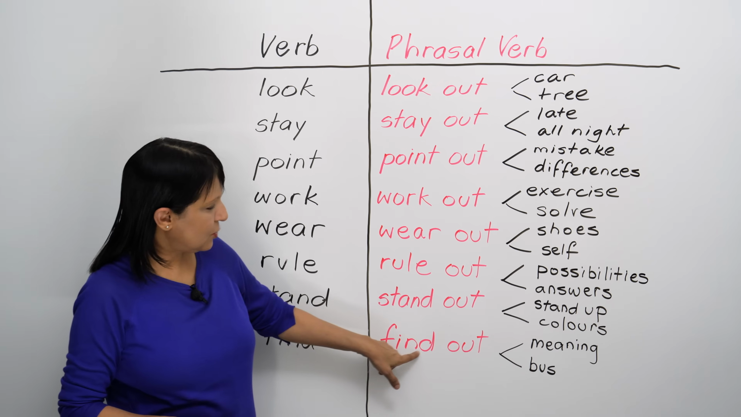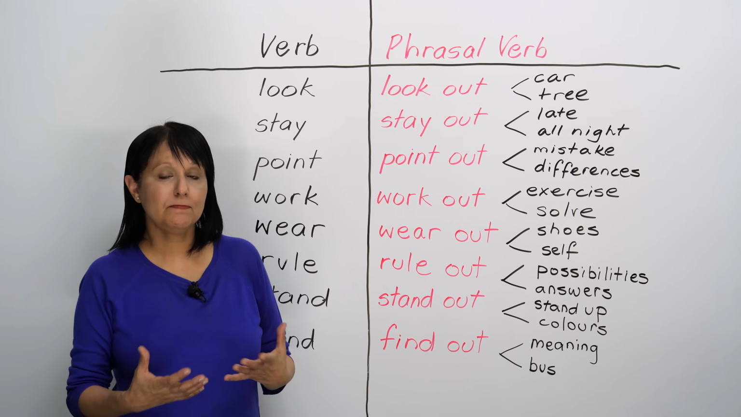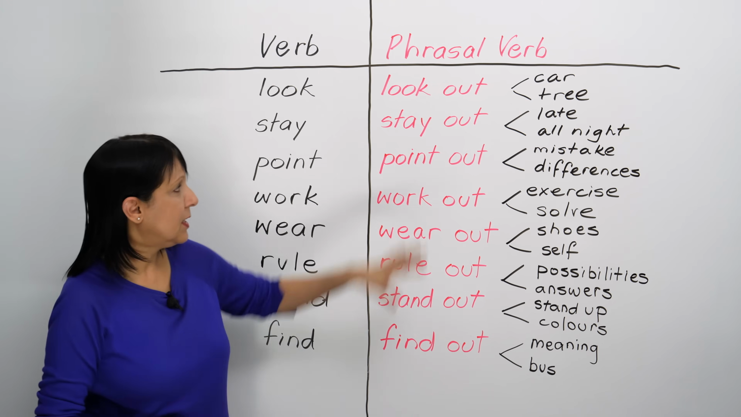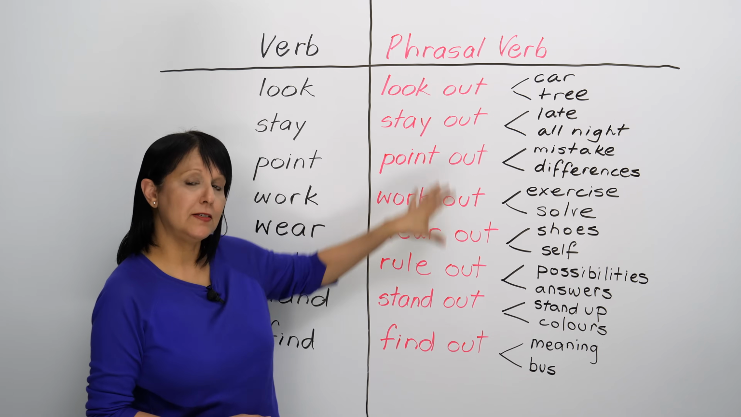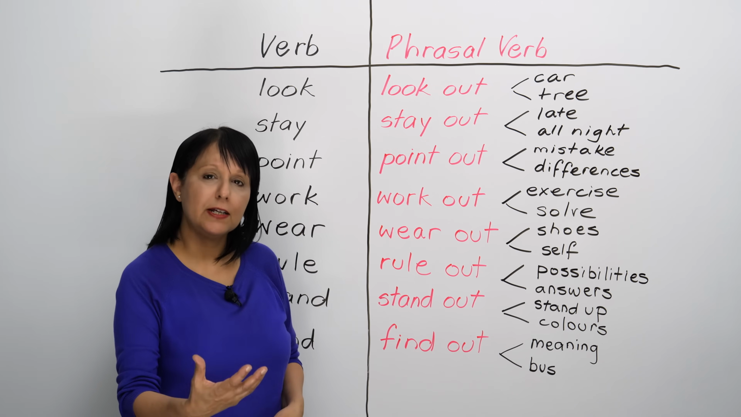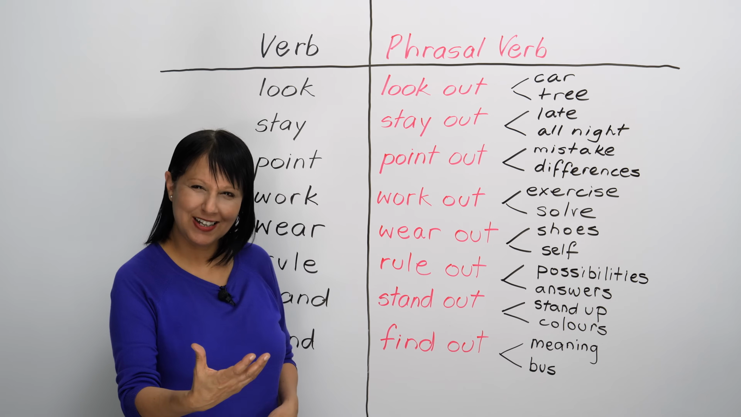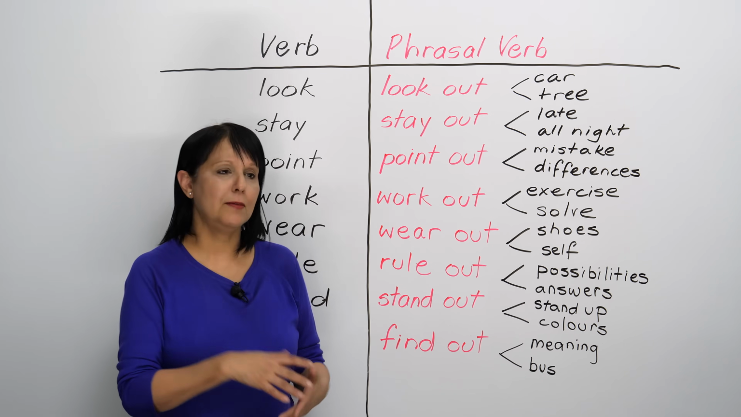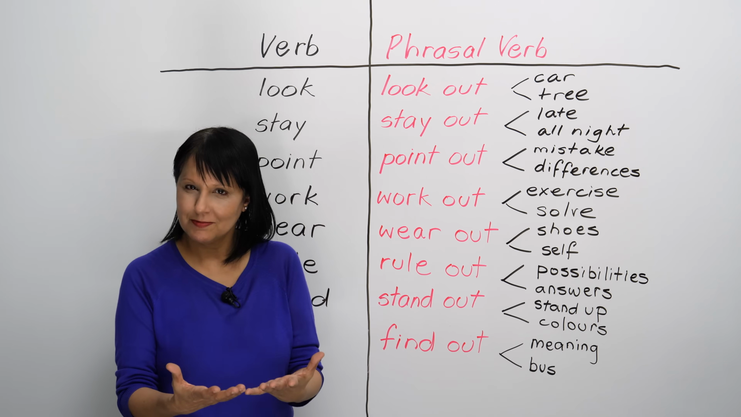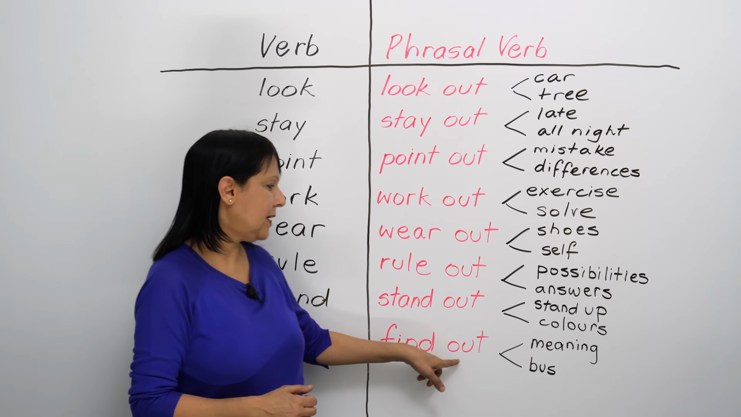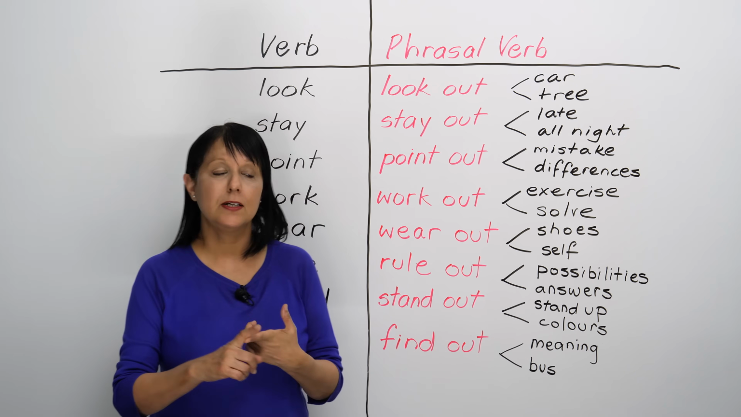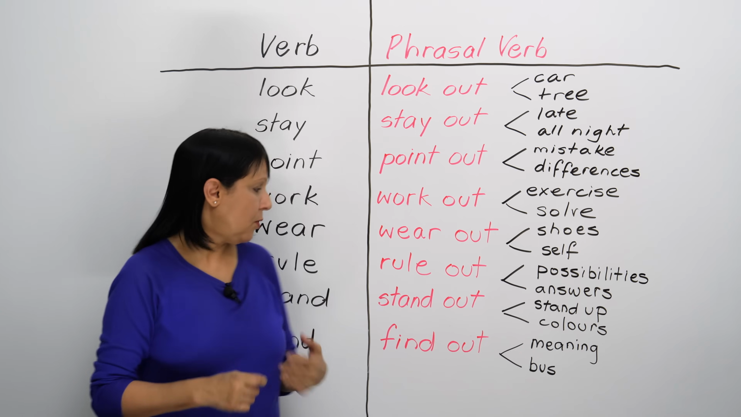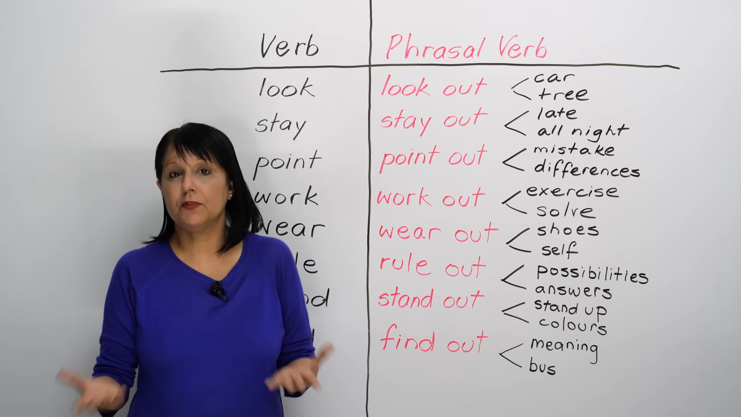But what does it mean to find out? So right now, for example, you are finding out the meaning of these phrasal verbs. You are learning, you are discovering, okay? That's what it means to find out. I don't know the answer, I'm going to find out the answer, okay? So usually you're going to find out the meaning of something, the answer to something, the solution to something, or you could also find out information.